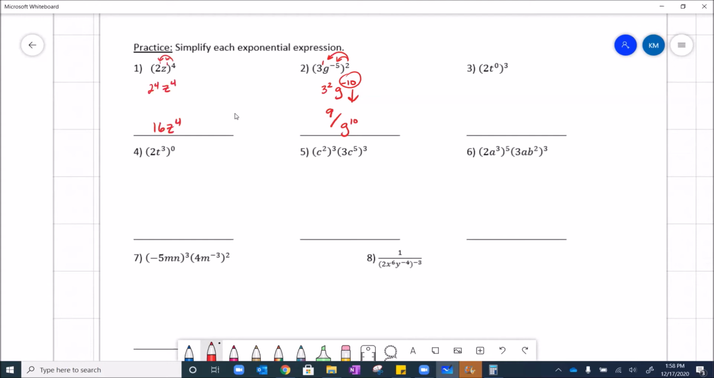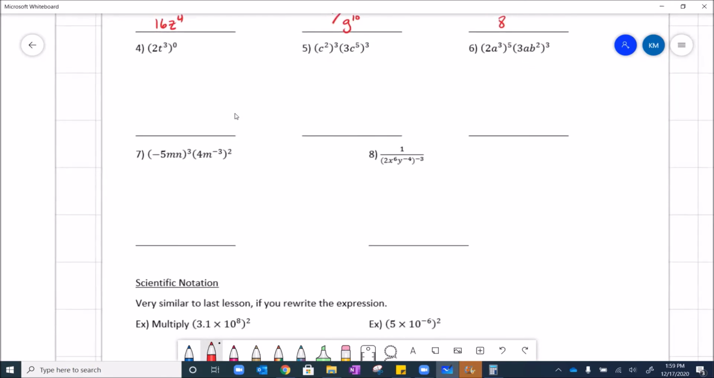Number 3, 2 doesn't have a written exponent, so I'm going to make sure I write that 1 there so I don't forget to distribute to the 2. So 2 to the 3rd power, t to the 0 power, because 3 times 0 is 0. So t to the 0 power simplifies to 1. So I have 2 to the 3rd times 1 now. That's just 8.